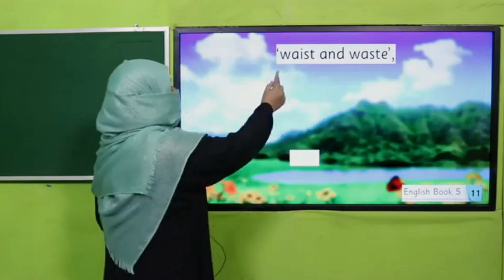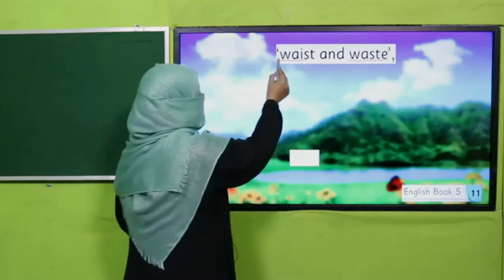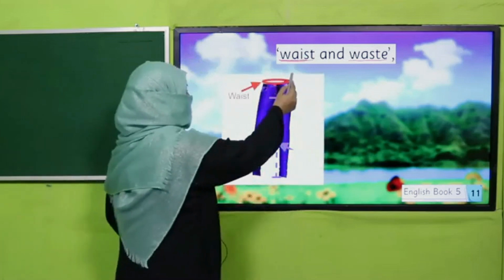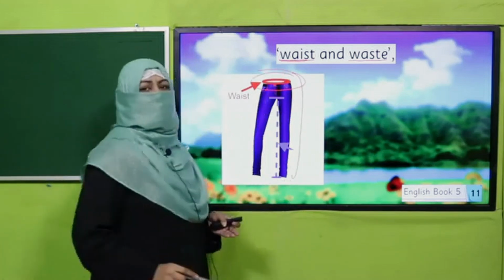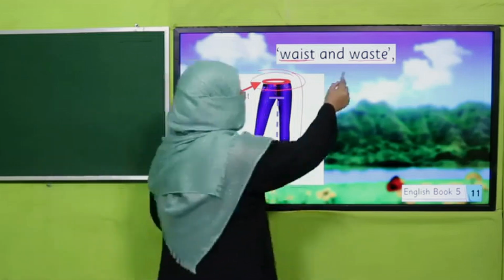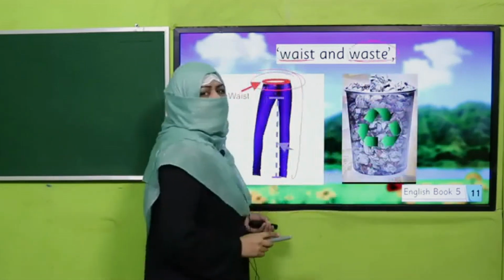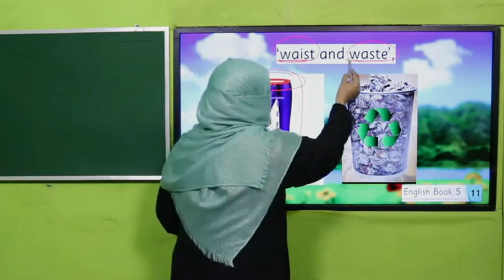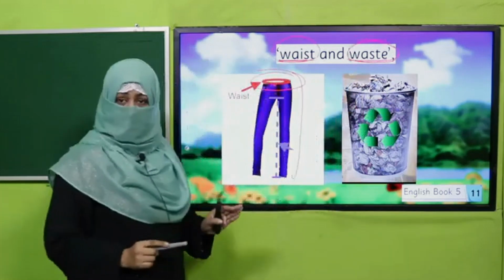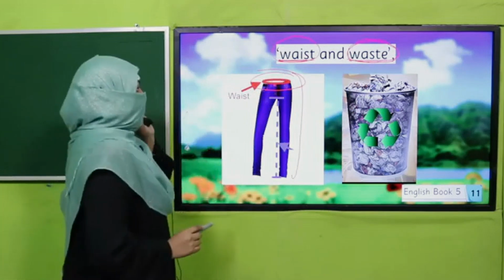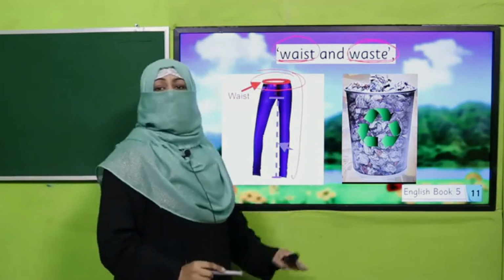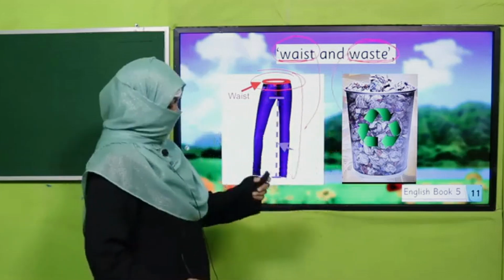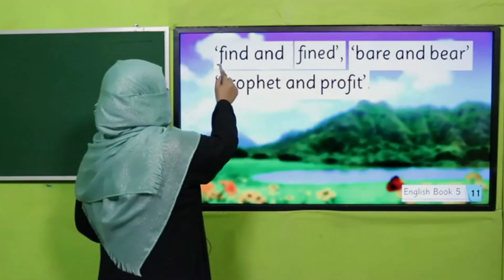The next is waist and waste. This waist, W-A-I-S-T, refers to the waist of a person. Likewise, when you buy a trouser, you check the waist of the trouser, does it fit you or not? And the second waste, W-A-S-T-E, refers to something which is rubbish. All right. Now you see again, these are two different words. They have different spellings, different meanings, but they have the same pronunciation. Waist, waste.